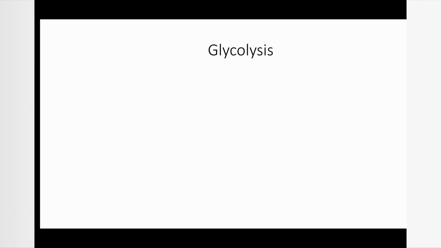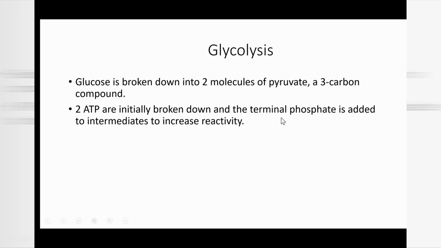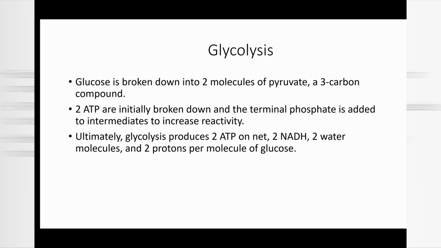Alright, so let's talk about the first step of cellular respiration, which is glycolysis. In glycolysis, the glucose is essentially broken down into 2 molecules of pyruvate. Now, pyruvate is a 3-carbon compound. What happens is 2 ATP are broken down at the beginning, and 1 phosphate from each of the 2 ATP is added to the various intermediates in the reaction. And as you know from our past video, phosphate groups tend to increase reactivity. And when you increase reactivity, that allows for more energy to be eventually extracted.